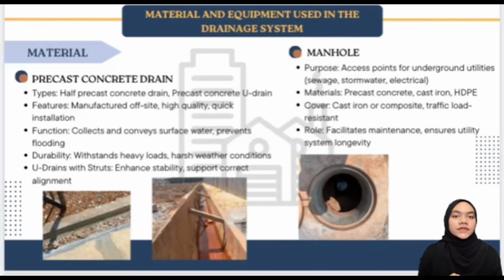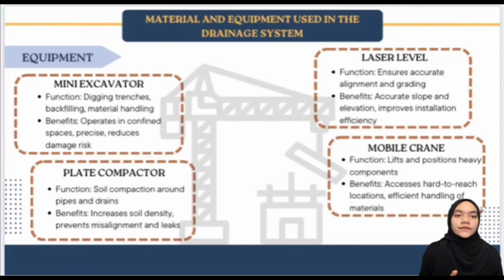Next is manhole. The function of manhole is as access point for underground utilities such as sewage and stormwater. The material of manhole is precast concrete, cast iron and HDPE. Manhole also comes with cover that is made from cast iron or composite to be traffic load resistant. After that, the equipment used for this project is mini excavator, plate compactor, laser level and mobile crane.